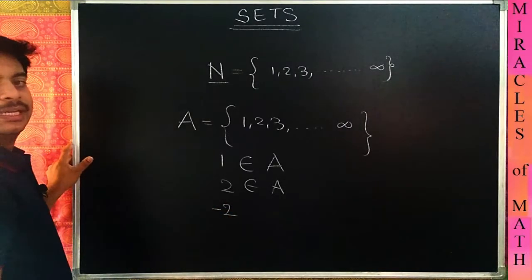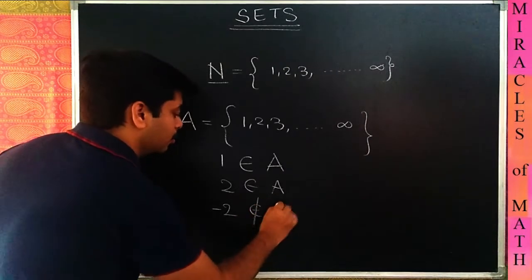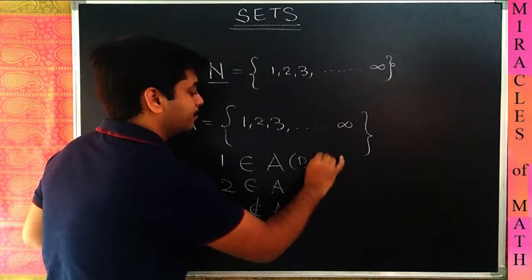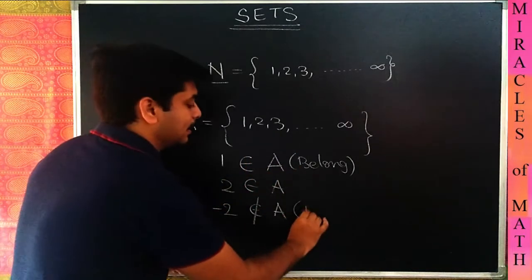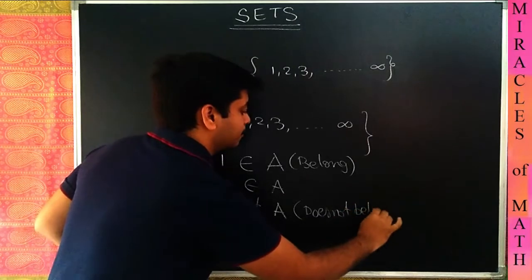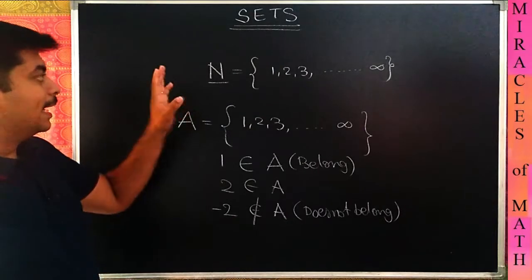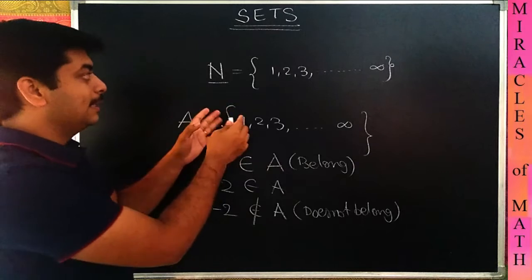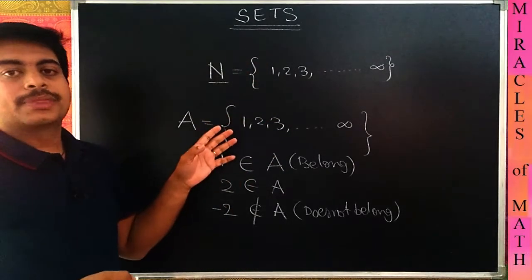Minus 2. Is minus 2 an element in this one? No. So minus 2 does not belong to A. This is belongs to. Okay, 1 belongs to A. This is does not belong to. So this symbol is used for does not belong to. In natural numbers, how many elements do we have? We have infinite elements. All the elements belong to the set N.